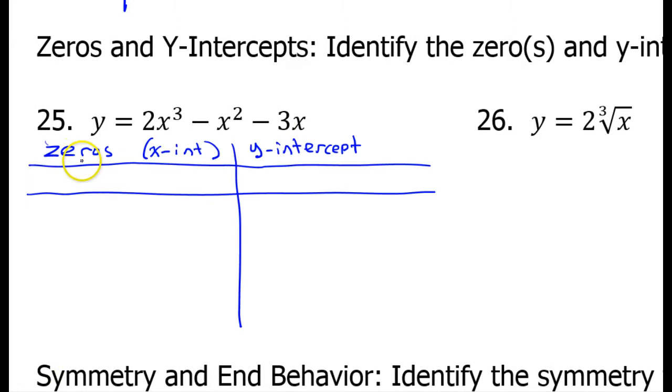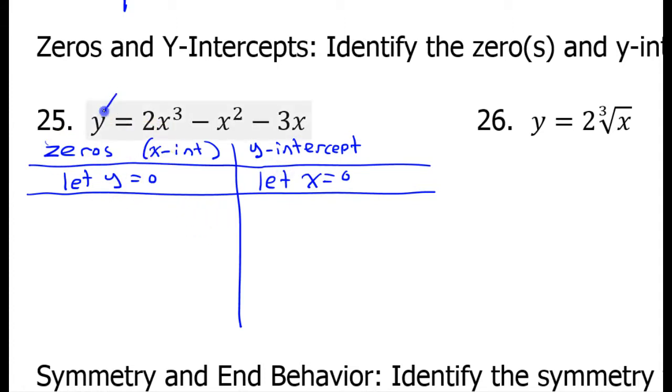If you want to find the zeros, which are closely related to the x-intercepts, you let y equal 0. So basically you set the entire function equal to 0. If you want to find the y-intercept, you let x equal 0. So let's find the zeros.